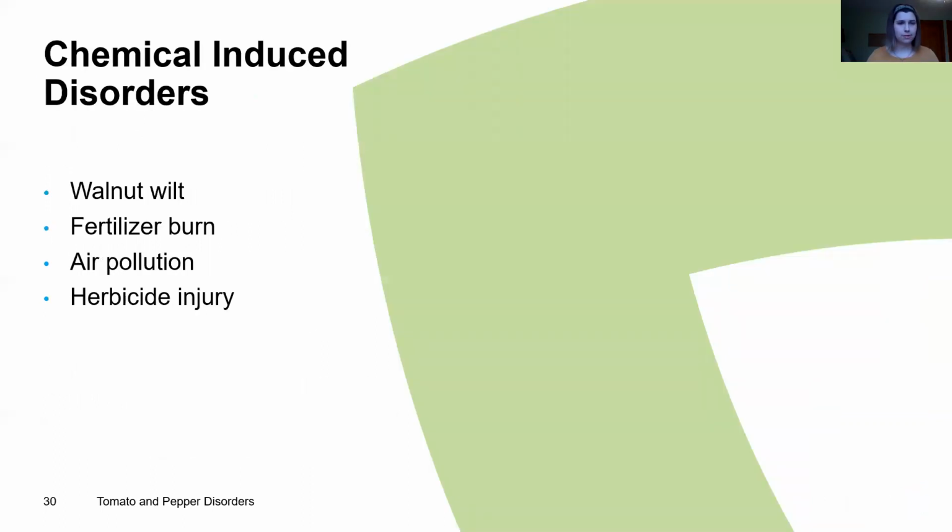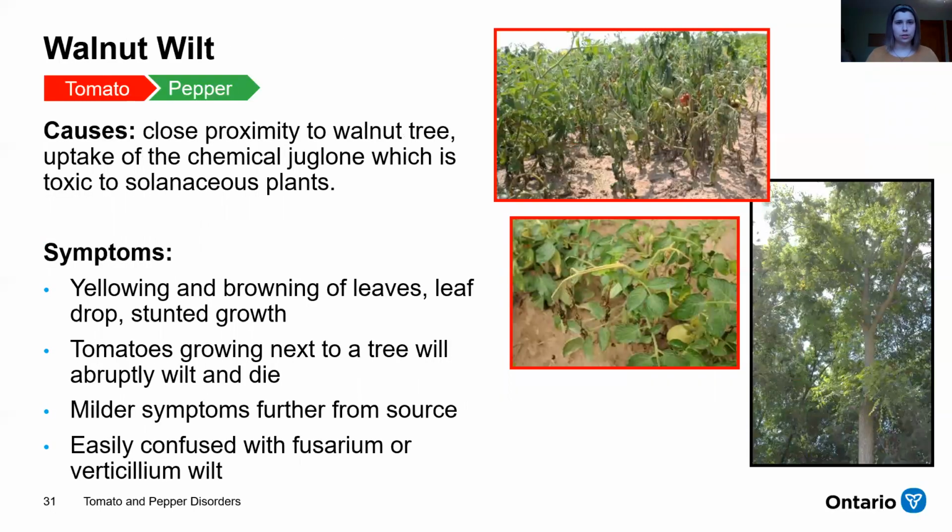Next, we're just going to cover a few chemical-induced disorders. So first, starting off with walnut wilt, which is an interesting one. It will occur if crops are planted within 12 to 15 meters of walnut trees or in soil from which walnut trees have been removed in recent years. So it's due to the uptake of this chemical juglone from the tree roots, which is incredibly toxic to tomatoes along with a variety of other plants such as peppers.